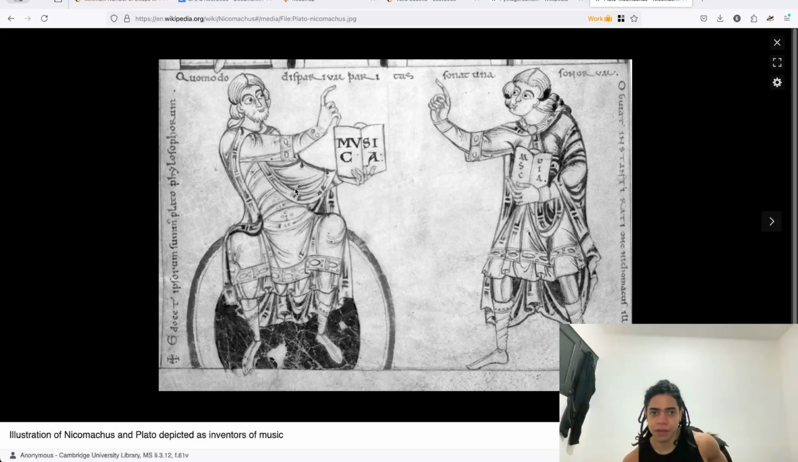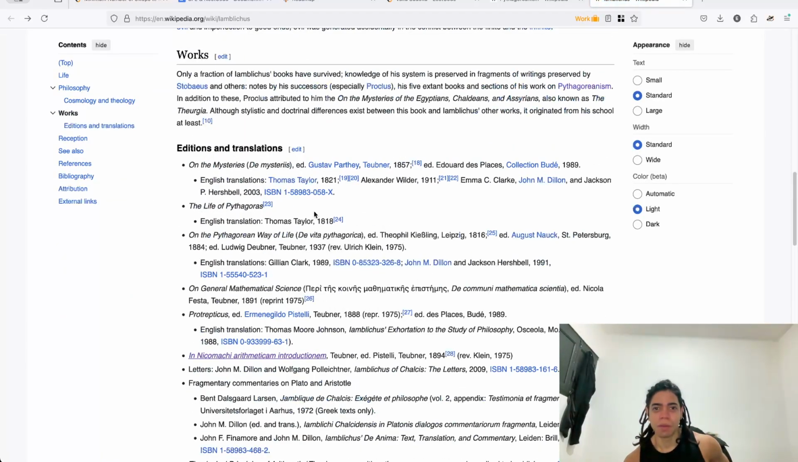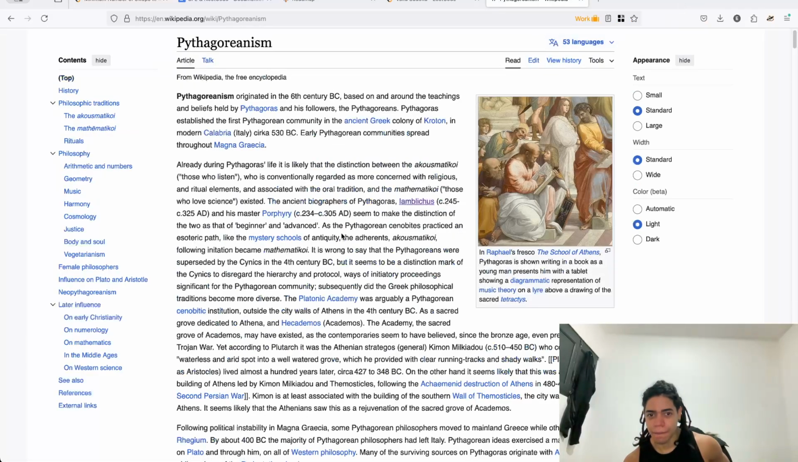Why did they paint like that? Anyway, but as you can see here, it's like this: mathematici and acousmatici.